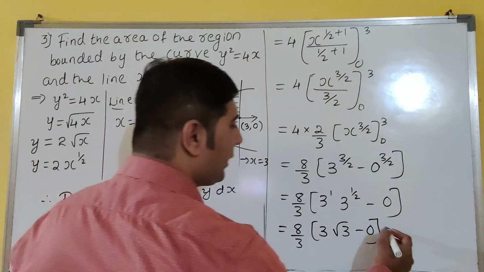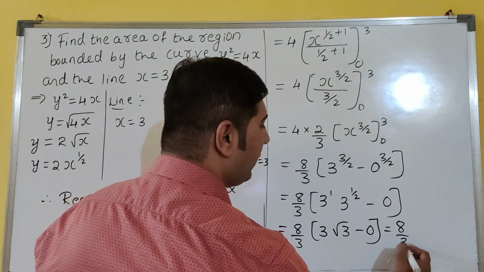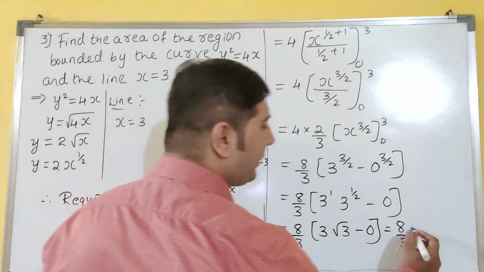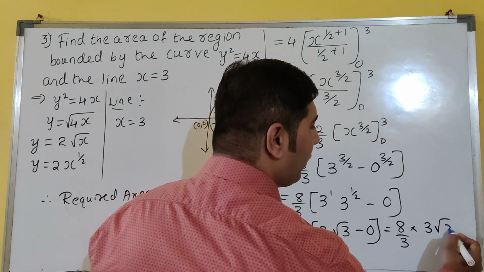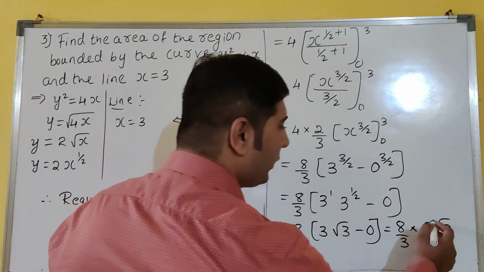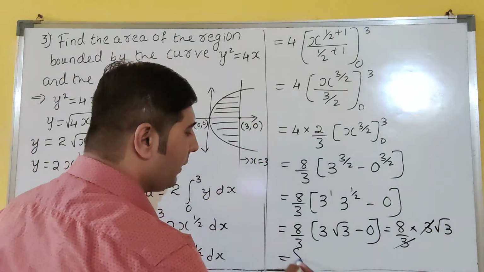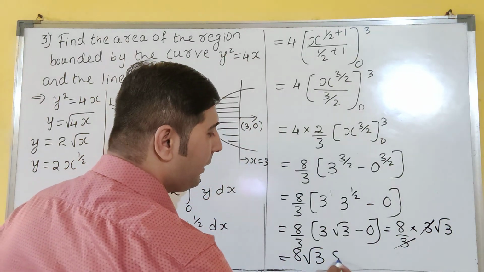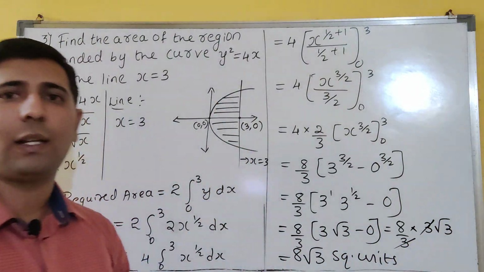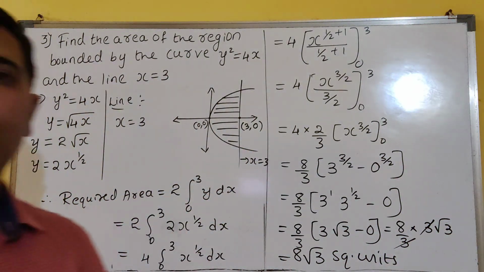So now see how much you will get. 8 by 3, into 3 root 3 minus 0, that is 3 root 3 only you will get. Into is there, into I wrote. Clear? So 3 gets cancelled. How much did you get? 8 root 3 square units, dear students. This is our required answer. I hope it is clear.